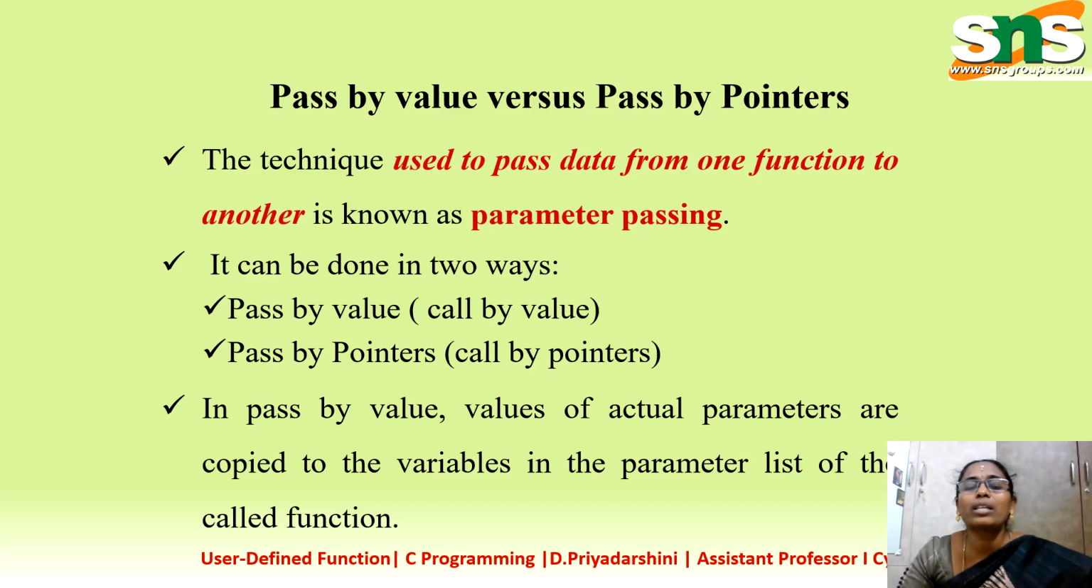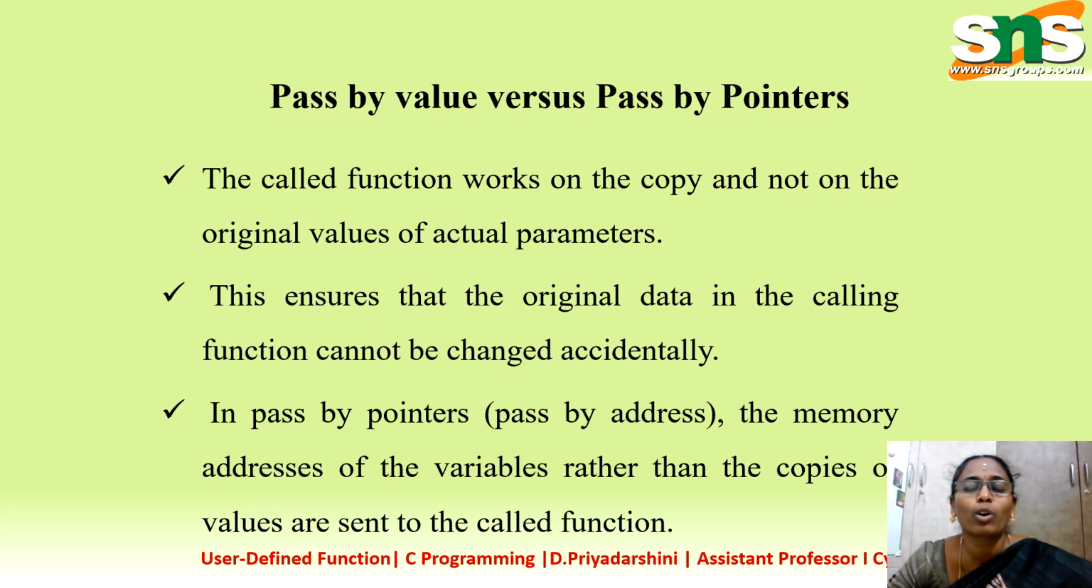The technique used to pass data from one function to another is known as parameter passing. It can be done in two ways: pass by value or pass by reference, and pass by reference can be done through pointers. In pass by value, changes made to the formal parameters are not reflected in the actual parameters. But in pass by pointers, the changes made will be reflected in the main function. The called function works on the copy and not on the original value of the actual parameter. This ensures that the original data in the calling function cannot be changed accidentally.